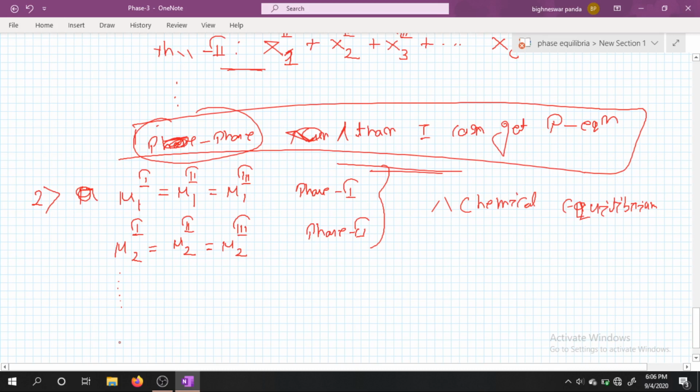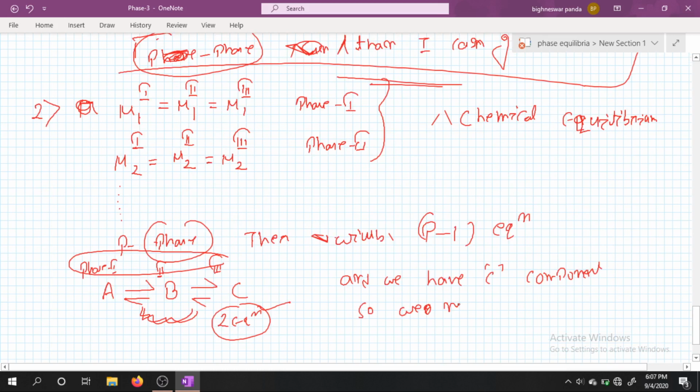And we have C components. So we need C into P minus 1 equations. This is our equation 2. From these above two cases, I can say that total equations are P plus C into P minus 1.